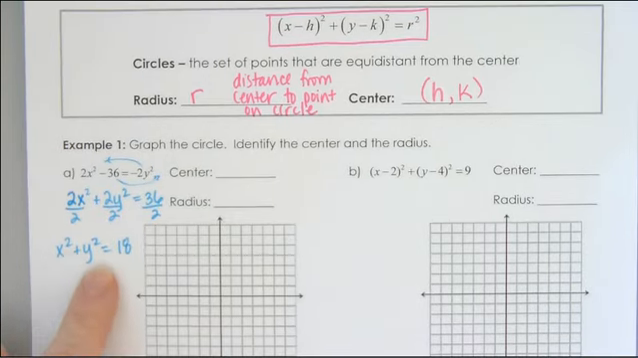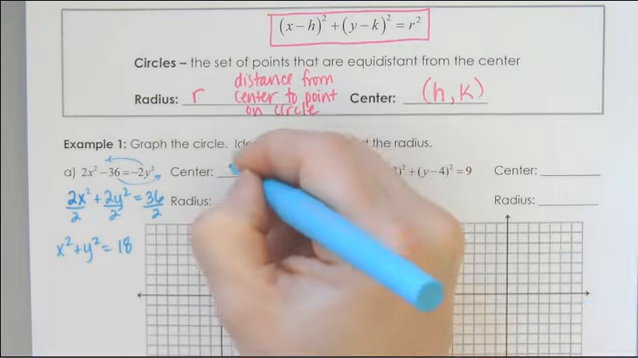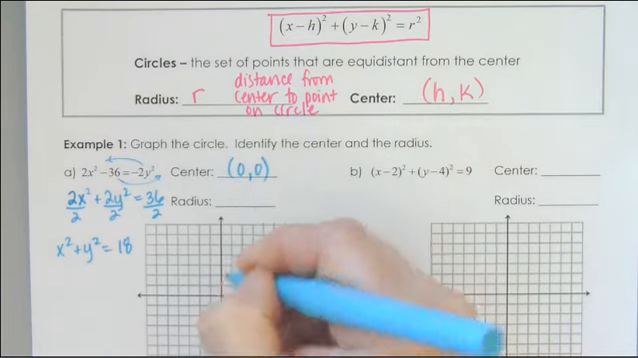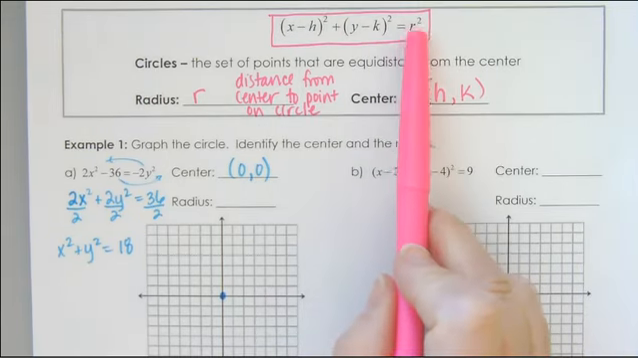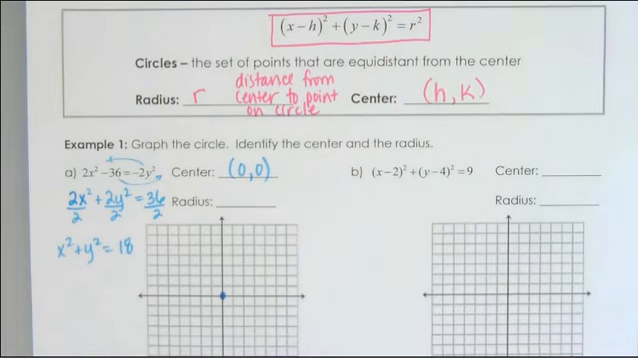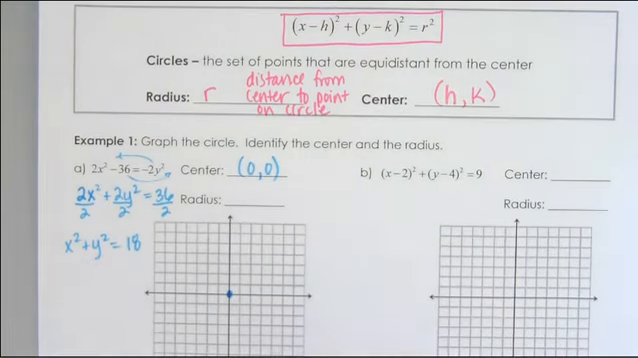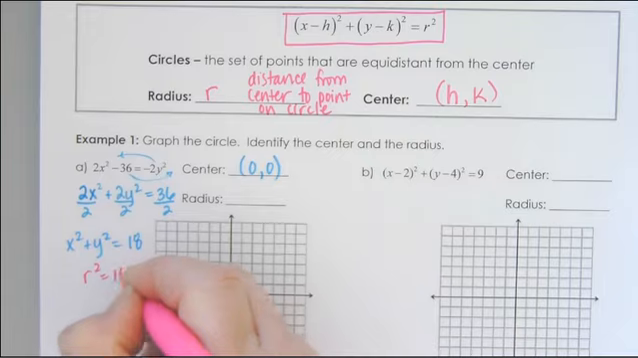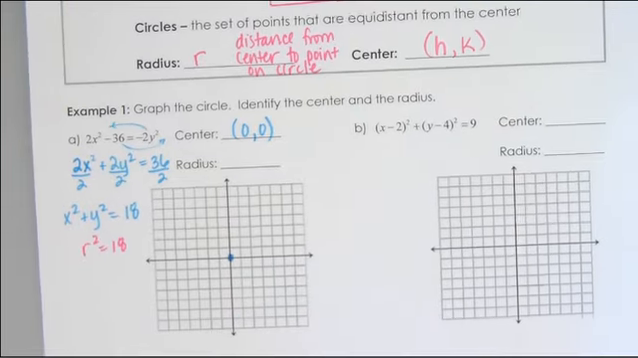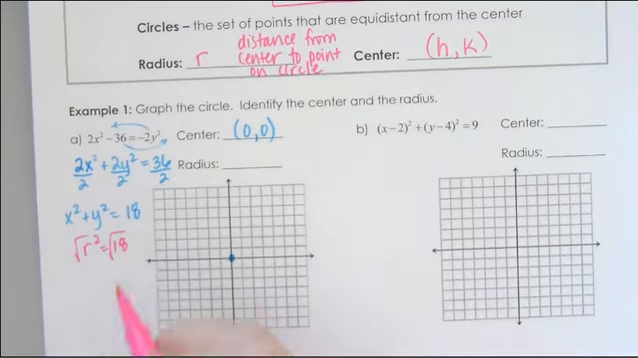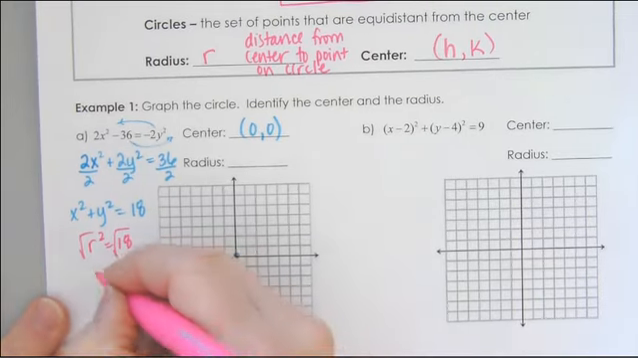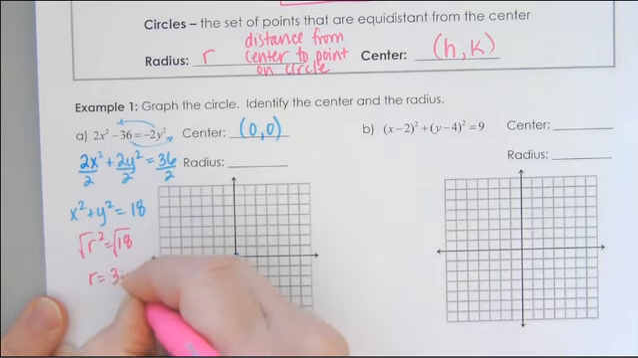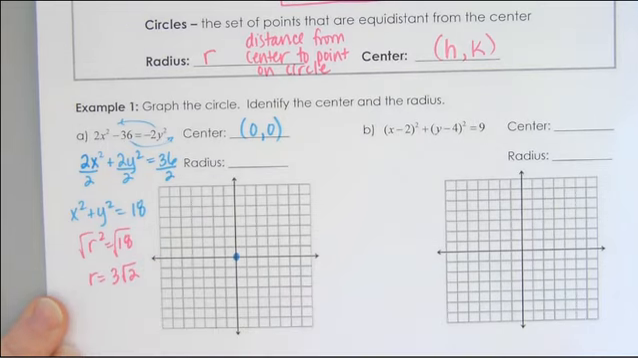Notice, nothing is added to my x squared or my y squared, which means that my center is going to be at (0, 0). Now the radius, if you look at the formula, is written as r squared right here. So this 18 is technically r squared. We've got to do a little bit of simplifying to figure this out. So I'm going to square root both sides. I am not going to worry about a plus or minus because we can't have a negative distance. So my radius is 3 radical 2.